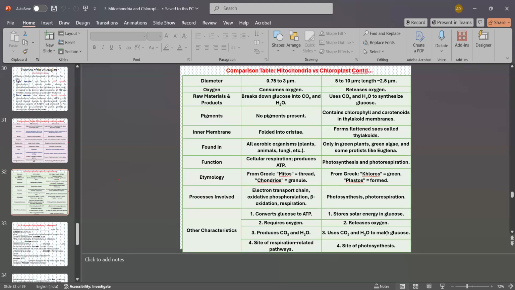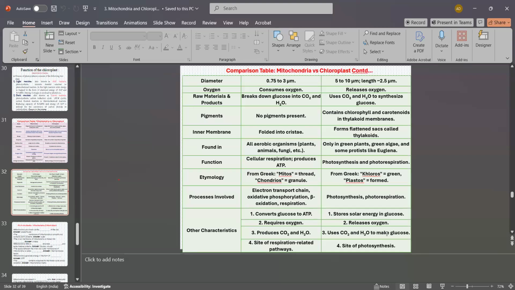Other characters: conversion of glucose to ATP requires oxygen and produces carbon dioxide and water. Site of respiration related to the pathways. These are all the characteristic features of the mitochondria. In the same way, photosynthesis stores solar energy in glucose, releases oxygen, and uses carbon dioxide and water to make glucose. The fourth is the sites of photosynthesis.